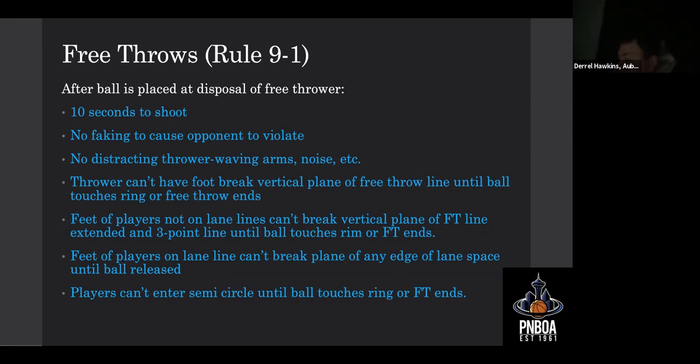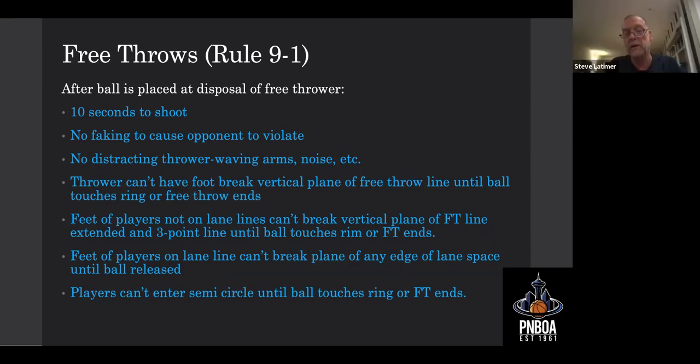Oh, okay. And that also talks about going between spaces, right? So your feet can't actually start boxing out the person next to you, crossing across into their space until after the ball has been released as well.